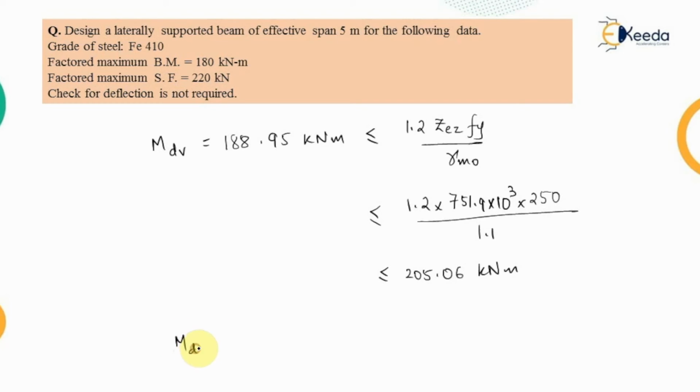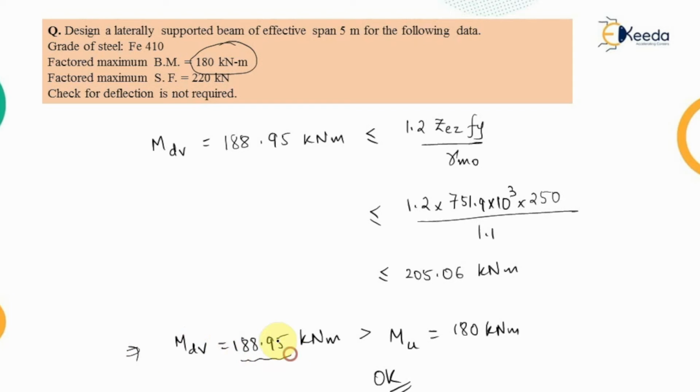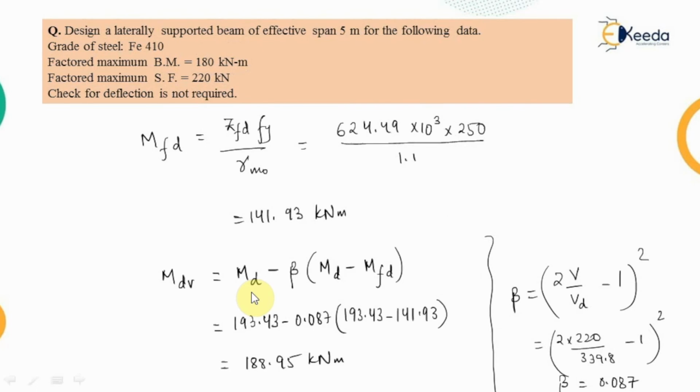And this MdV value, which is equal to 188.95 kilonewton meter, that is the design moment by excluding the shear area, is greater than the external moment for the factored load, which is 180 kilonewton meter. Therefore our design is okay in case of the bending moment. This was the external bending moment applied, that of 180 kilonewton meter, and this design moment is reduced by a significant amount. As we can see, the earlier value was 193.43, and because of the high shear present, this value has been reduced to 188.